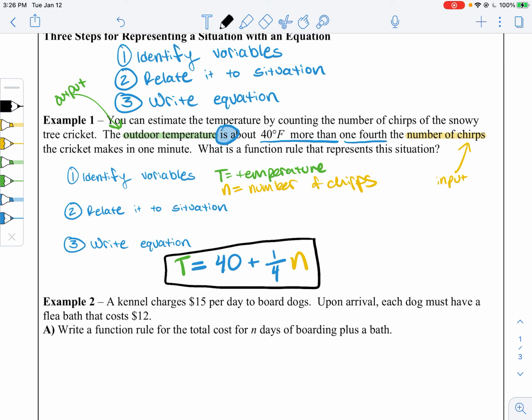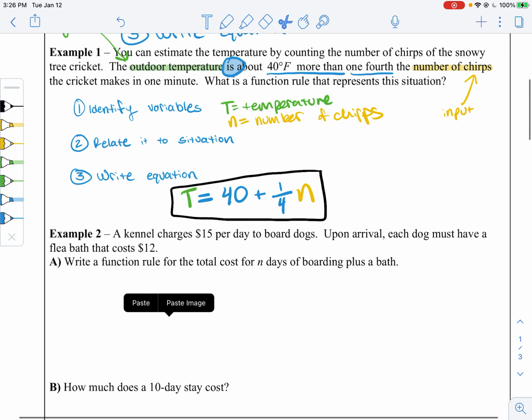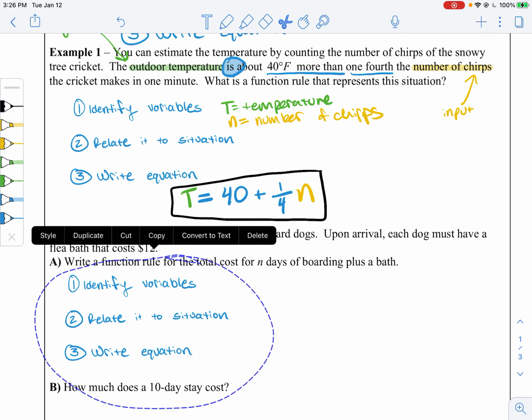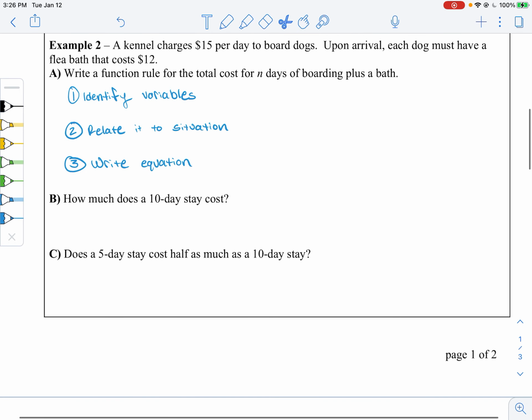This one's for all your dog lovers out there, but before we go on, remember to copy your 3 steps. Put them down here. Okay. So a kennel charges $15 per day to board dogs. Upon arrival, each dog must have a flea bath that costs $12. Let's write a function rule for the total cost of N days of boarding plus a bath.